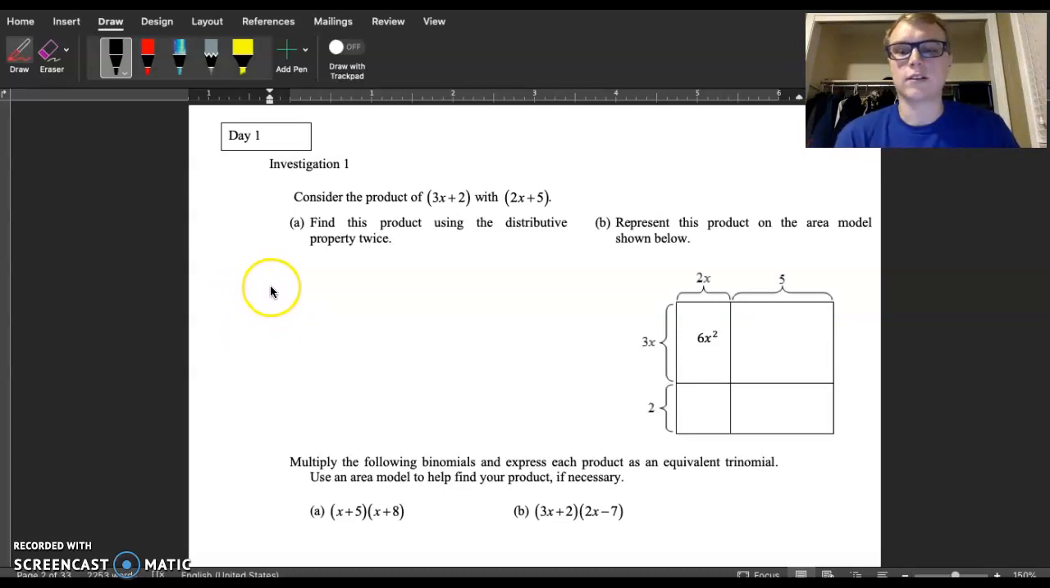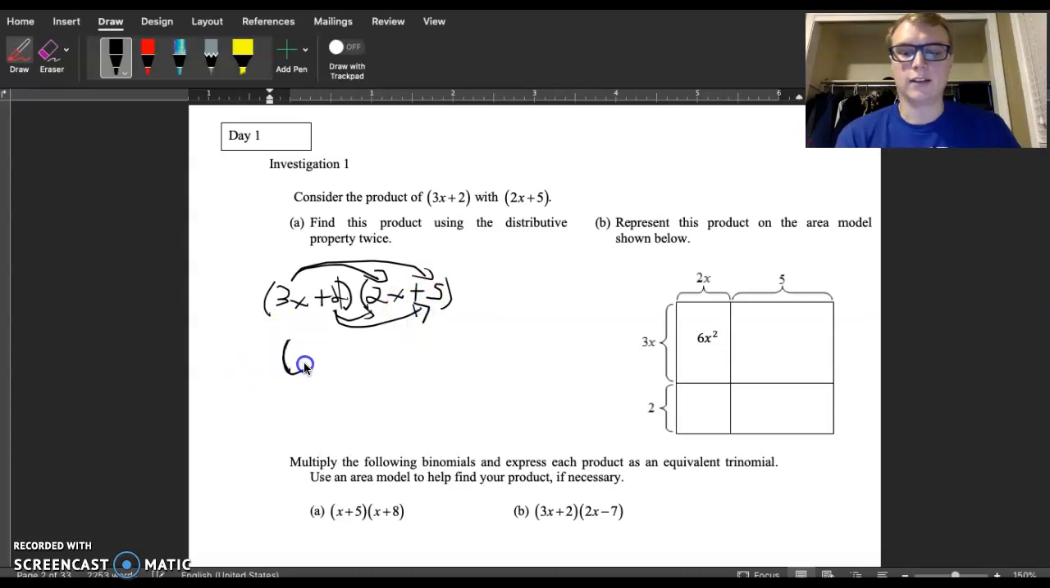But let's get started. So our first step here is to write out our two polynomials, 3x plus 2 and 2x plus 5. So with this, we're going to distribute twice. So we're going to take the 3x, distribute that to the 2x and the 5, and then the second is with the 2 doing the same ones.